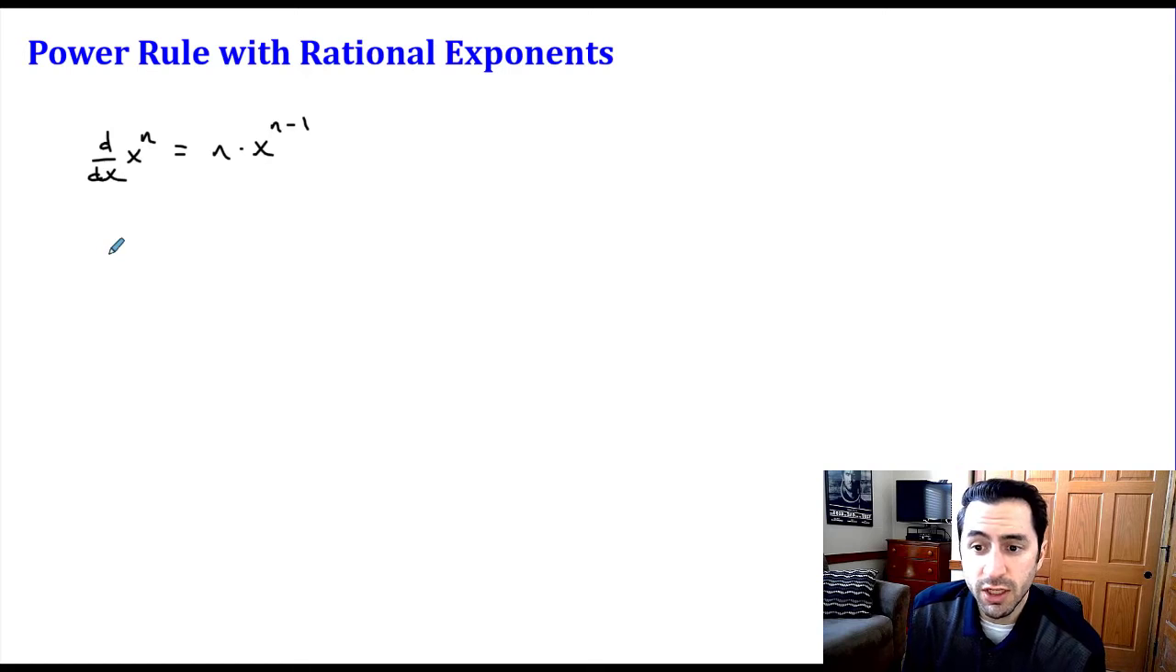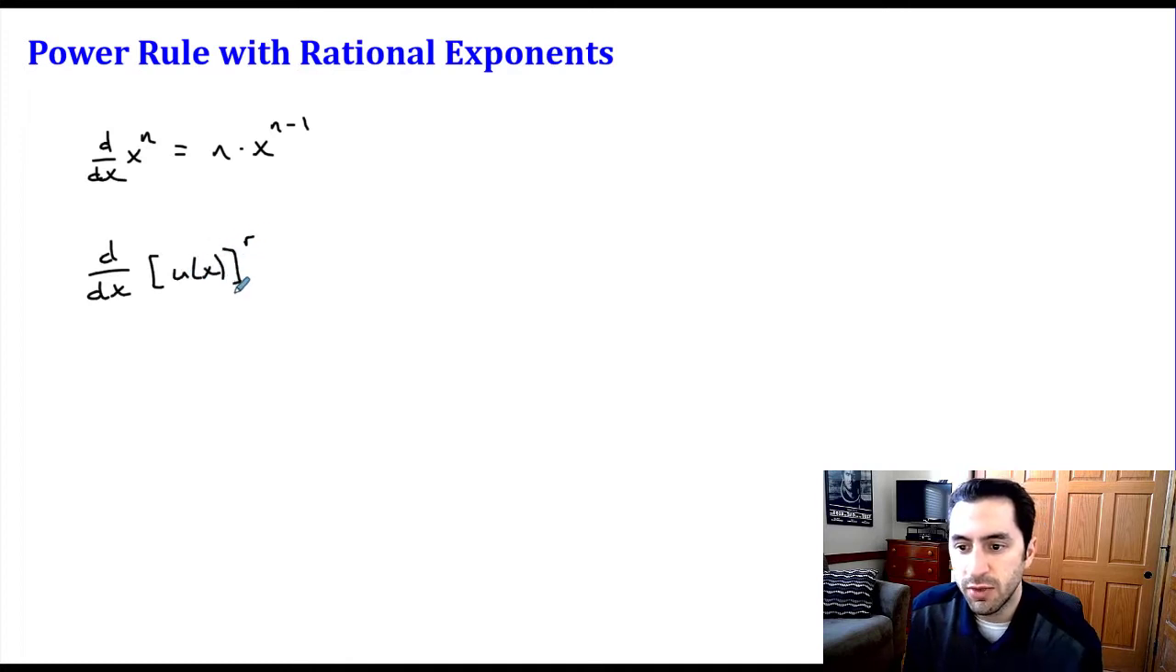And the way that we adjust this for when we're talking about a function, we need to apply the chain rule. So now let's say I'm taking the derivative of a function, and we'll call it u of x. And this function is raised to some power. And I'm going to say that that power is r, just because that can stand for rational.